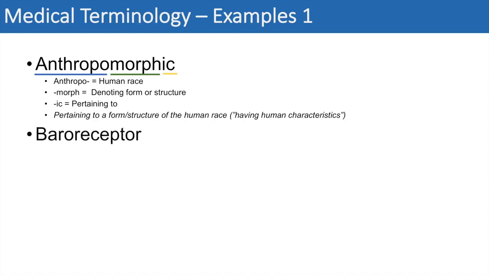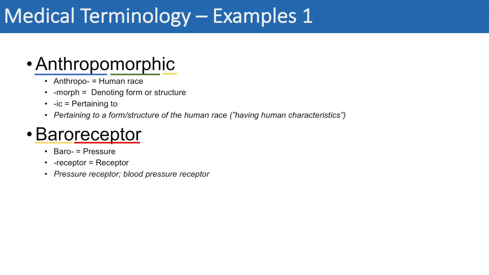The next example is baroreceptor. So you might recognize receptor. That's very easy. That's an actual word. But what does baro mean? Baro, if we remember in this lesson, it means pressure. And again, receptor just means receptor. So this baroreceptor really is a pressure receptor, and a lot of times it's something to do with our blood pressure. There are baroreceptors in our body that monitor our blood pressure.